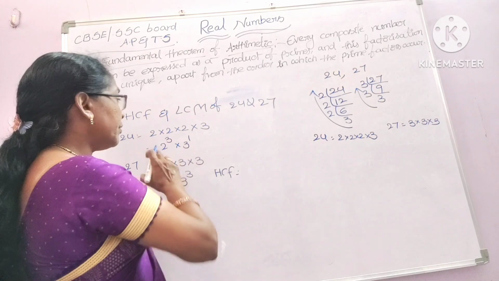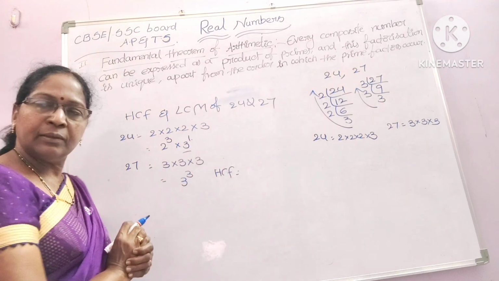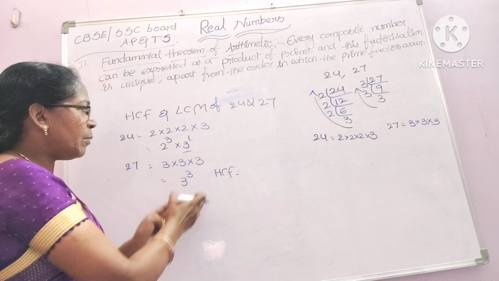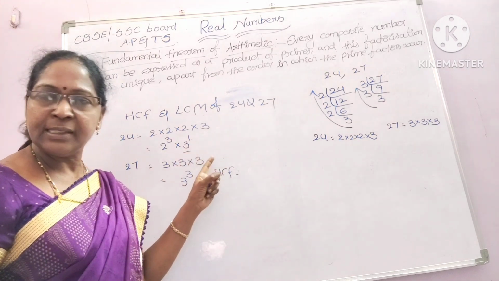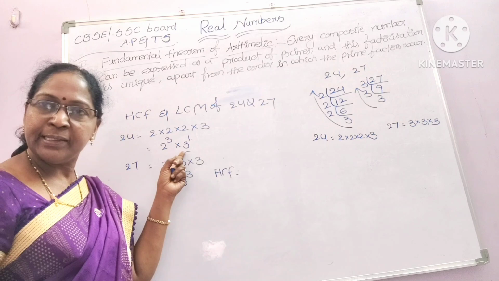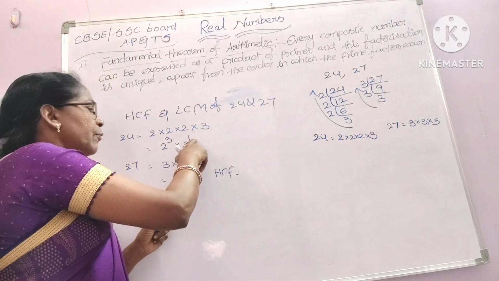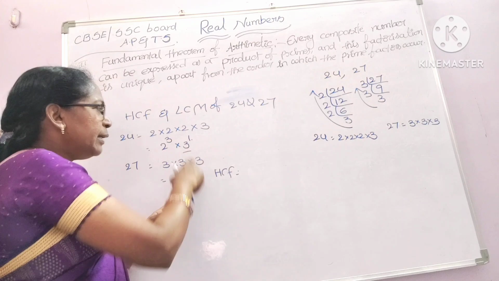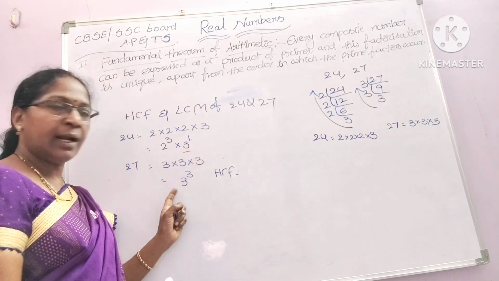Here, just see, what is the least power? 3 to the power. Is there any other common factor in both the numbers? Yes. What is that? 3. Here it is 3 power 1, and here 3 cube. Here, what is the least power? 3 power 1. Here also you can write 3 power 1.